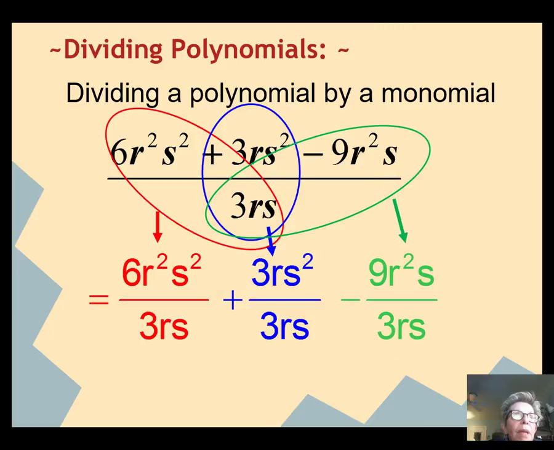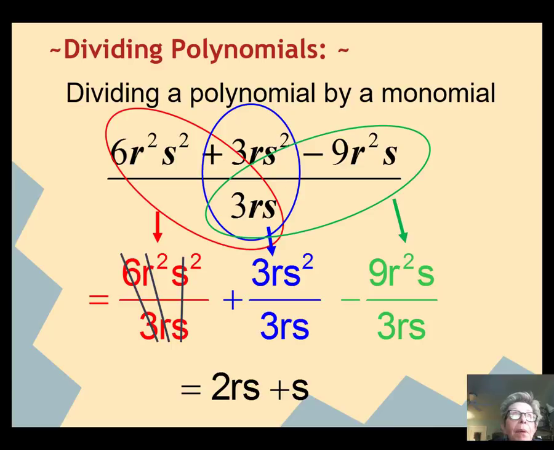When we're ready to now do the division, in the red part, the 3 cancels into the 6 and leaves us with a 2, r to the second power over r to the first. The rules of exponents tell us we can subtract. That gives us r to the first. The same with the s's, gives us s. In the blue section, the 3's cancel, the r's cancel, and again, the rules of exponents say we subtract the exponents when we divide like bases, which leaves us with just s.